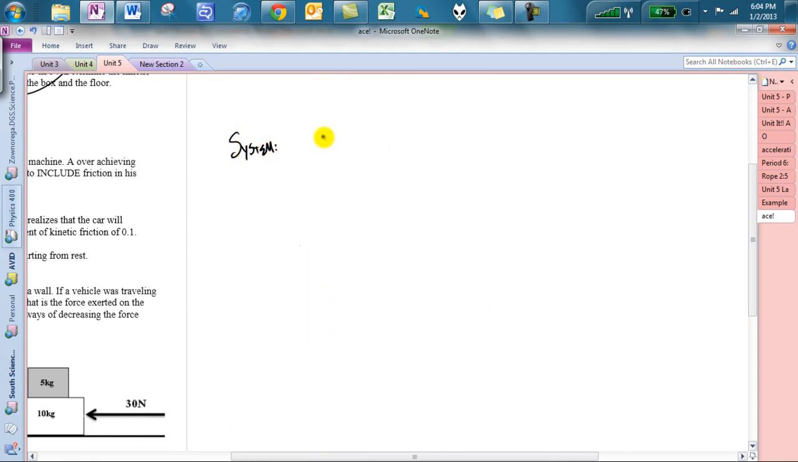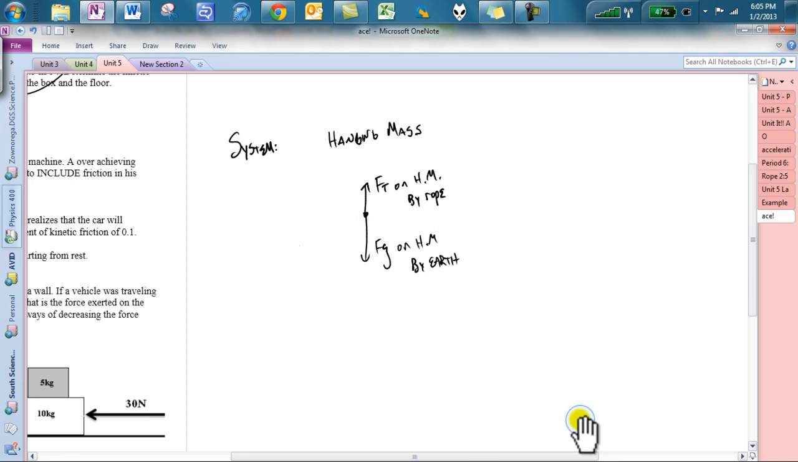The first system I'm going to look at is just the hanging mass. And in this system, first off, I know there's an FG going down on the hanging mass by Earth, and I know there's an FT going upwards. I know the FT must be less than the FG. Why is this true? Because I know the cart is hopefully accelerating to the left. Because the cart is accelerating to the left, the hanging mass must be accelerating down. FT on the hanging mass by the rope. So that's that. FT is smaller than FG. You can see that in that diagram.